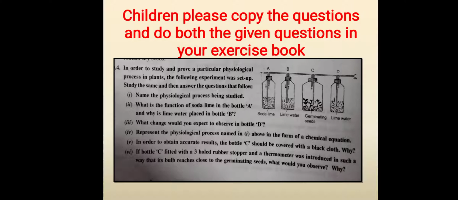In order to obtain accurate results, bottle C should be covered with a black cloth. Why? If bottle C is filled with a 3-hole rubber stopper and a thermometer was introduced in such a way that its bulb reaches close to the germinating seeds, what would you observe and why?